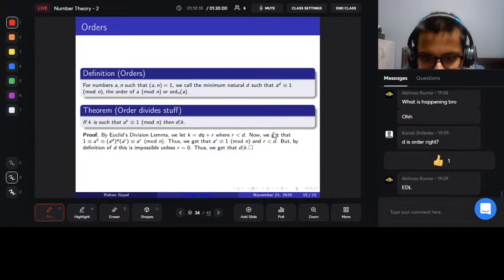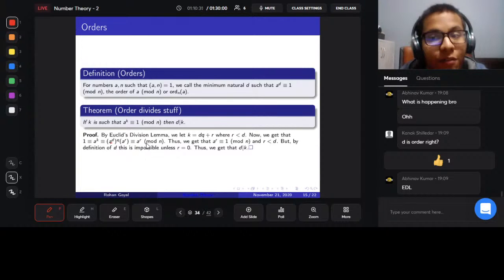Now, from this, we have 1 is congruent to a to the k, because we are given that, which is a to the dq plus r. So we can write it as a to the d to the power q, times a to the r. As this is 1, we have 1 is congruent to a to the r mod n, but r is less than d. So we have found a lower number, but by the definition of d, this can't be possible. So r would have to be 0, and we'll have k equals dq.